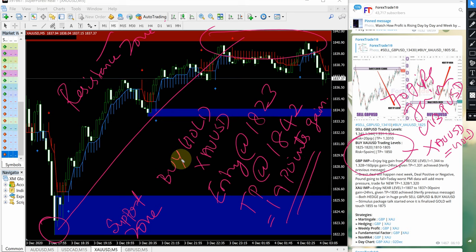And why are we giving GBPUSD and XAUUSD together? Because these two are our hedge pair. Here on our free channel, along with the signal message, we have detailed this section. You can click on this link, and you'll be able to understand what hedging is and how it works. That is why we are giving sell GBP and buy XAUUSD together.